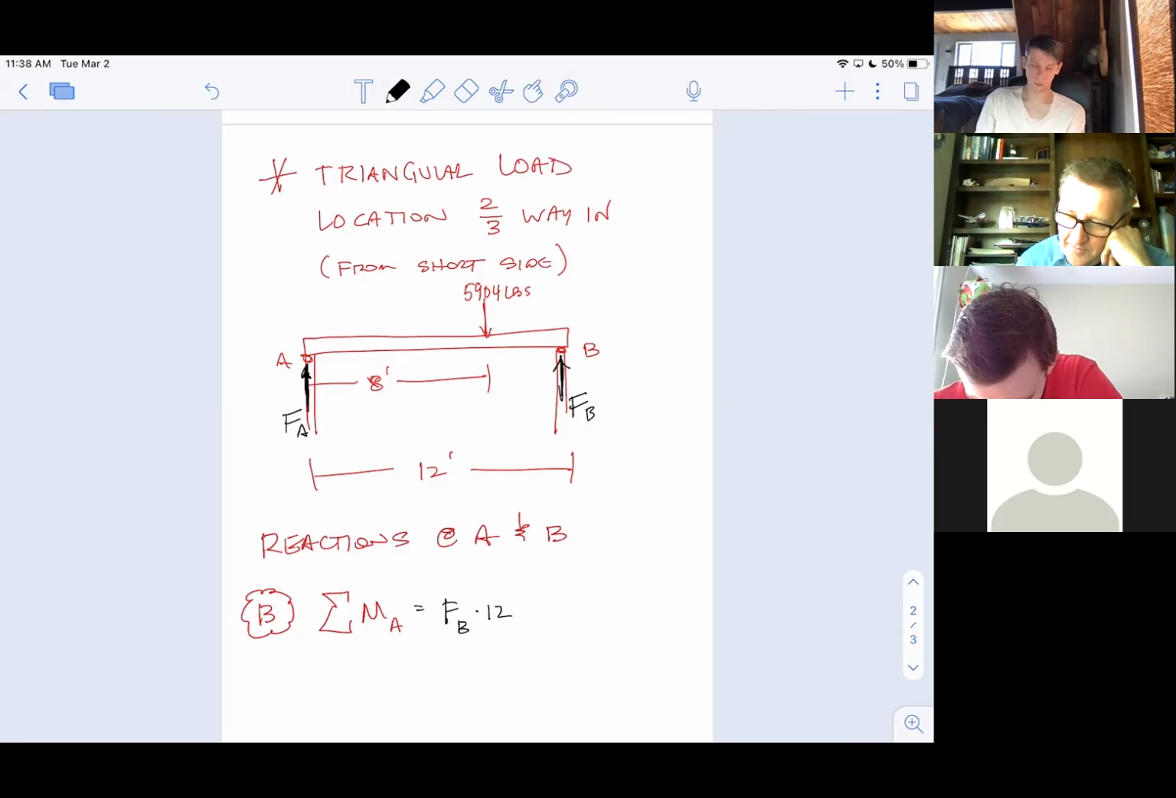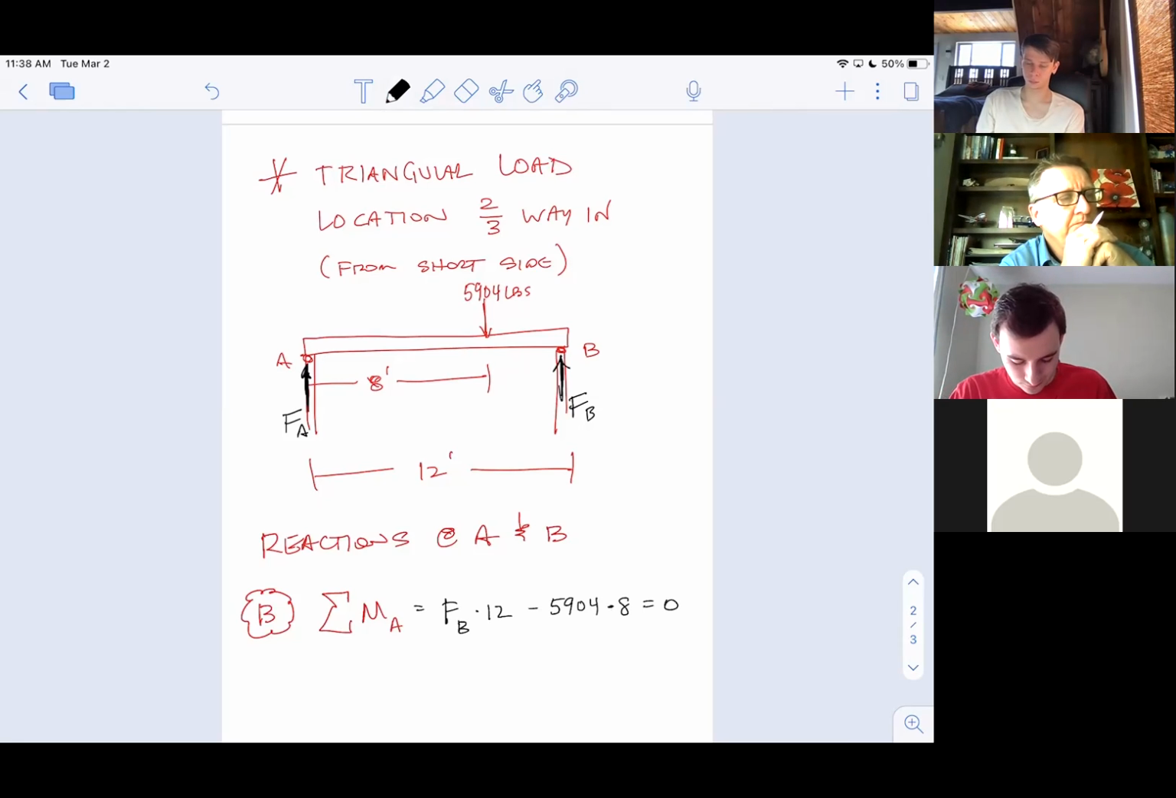And then don't I have 5,904, a distance of 8 feet from A? And all of that has got to add to 0, now that I've reduced that triangular load to one single load at one location. So that's easy to solve.